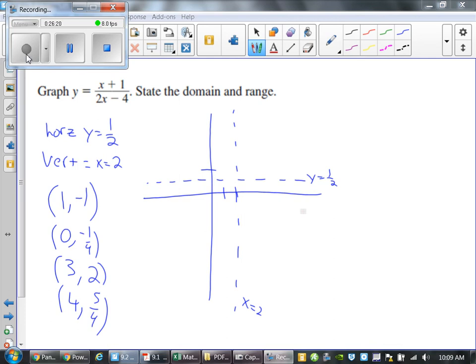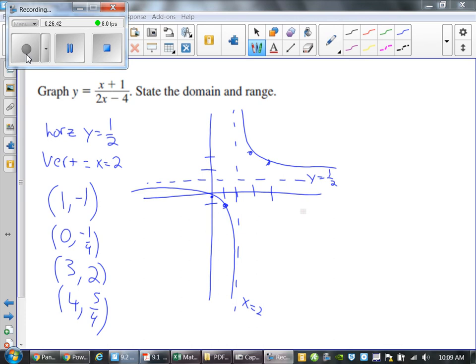So at 1, we were at -1. At 0, -1/4, so it's working its way up. So it's doing this. At 3 and 2, 4 and 5/4, so it's doing this thing. Not too shabby? Not too shabby, neighbor. All right. Let me give you a few of these to work on for tonight.